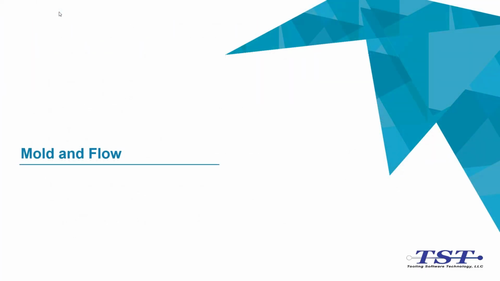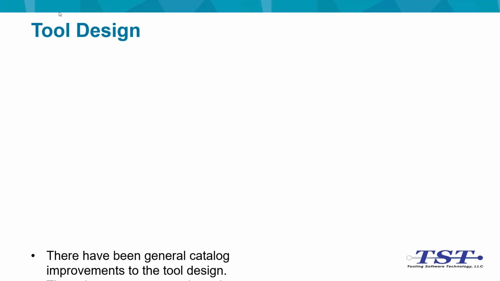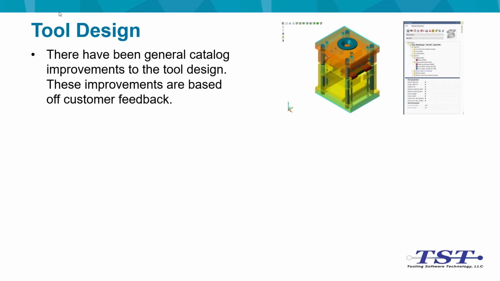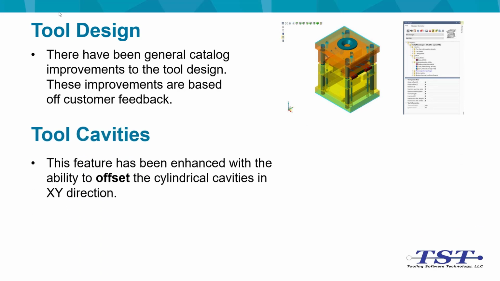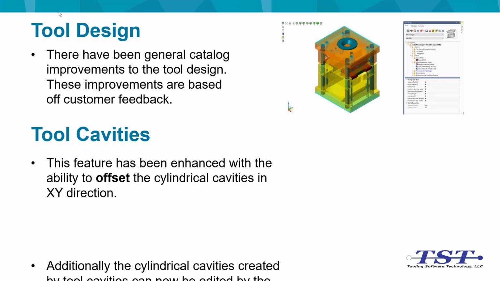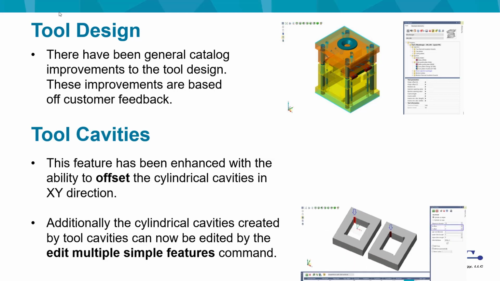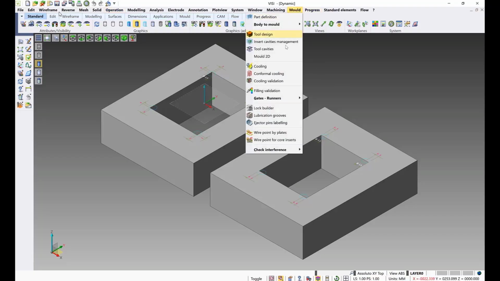So we're going to go into mold and flow and some of the enhancements that have been done with both of these. So within tool design, there have been some improvements with the tool design based on customer feedback for some of your suppliers, some of your libraries. Within tool cavities, you now have the ability to set an offset for cylindrical cavities in an X and Y direction. Additionally, cylinders and cavities can be created within the tool cavities and can be modified within Edit Multi-Simple features as well. So here's just a quick video of that.